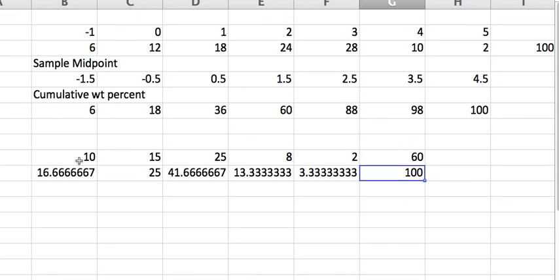So you just take the sample weight, divide it by the total weight of the sample, and that gives you the percent of sample weight. Then we can go back up to what we did before, compute sample midpoints, and get the cumulative weight percent. And I'll show you in the next section how we can graph those sample weight percents and how we can then calculate mean.